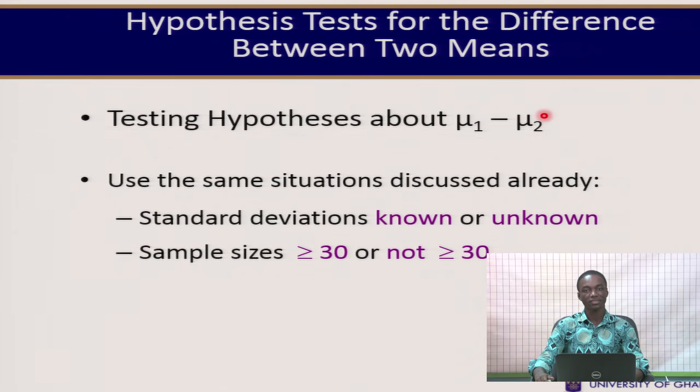For example, if I want to test the performance between accounting students and finance students, then perhaps after a certain examination, I want to compare the average score of the accounting students with the average score of the finance students. So, will there be a difference between the accounting student score and that of the finance student score? And using the same situations I discussed already, we are going to look at situations where standard deviations are known, and then when they are unknown, and then when the sample sizes are large or when they are small.